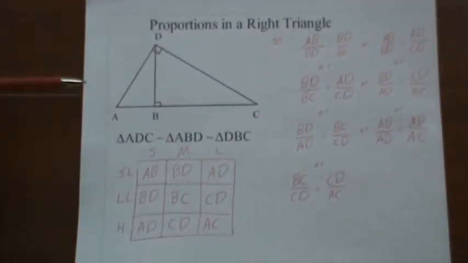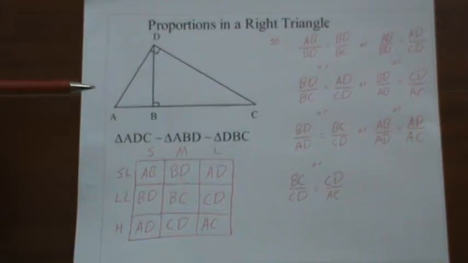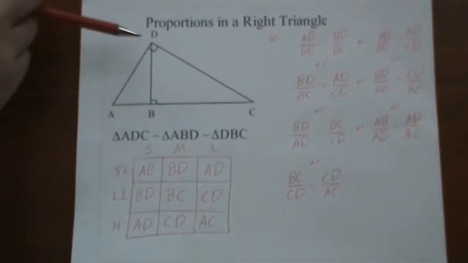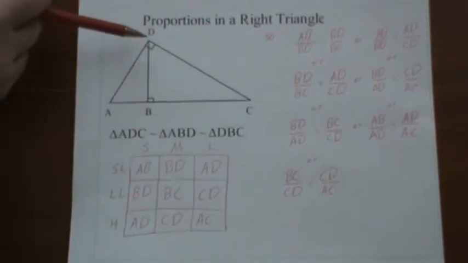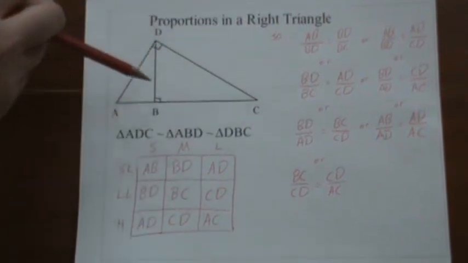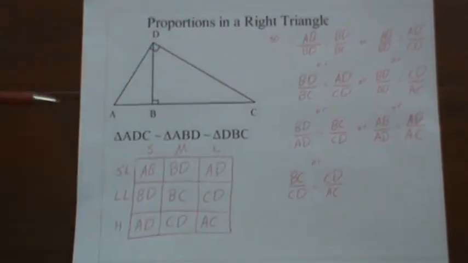The large triangle is a little bit tricky because it's upside down. Remember, your legs form the right angle. So segment AD is the short leg, segment CD is the long leg, and then the hypotenuse runs all the way from A to C. So the hypotenuse is segment AC.